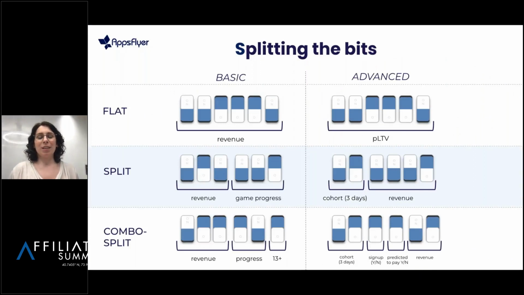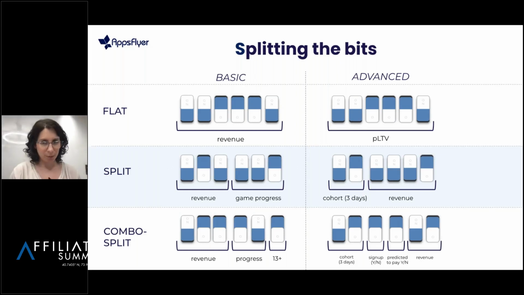And there's different ways that advertisers can take advantage of these 6 bits. They can dedicate all of them to one KPI, like in the flat example, where all 6 are dedicated to revenue. So for example, revenue between 0 and $63 would be one example. You can split them between a couple KPIs, for example, dedicate 3 to revenue and 3 to game progress, where revenue will be in certain touch points, and game progress might be which level they've reached in the game. And you can go even further and do a combo split. For example, dedicate 3 to revenue, 2 to progress, and 1 to some kind of binary question like, are you 13 and up or not? Those are kind of like the basic approaches to this.